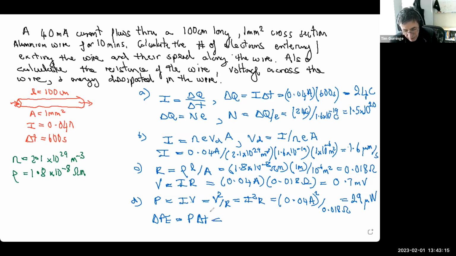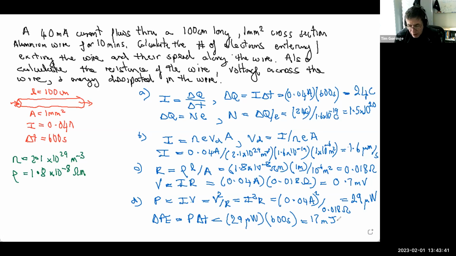If I fill in the power, that's 29 microwatts, multiplied by the length of time, that's 600 seconds. I got a value that is 17 millijoules. So 17 times 10 to the minus 3 joules. And so that's the energy that was dissipated in that wire.